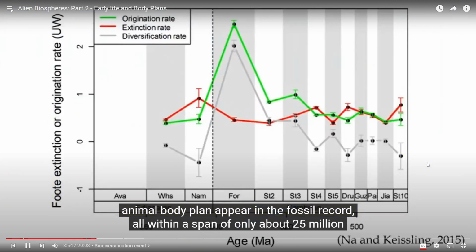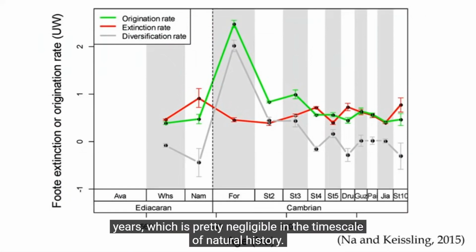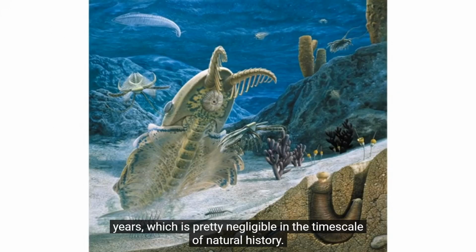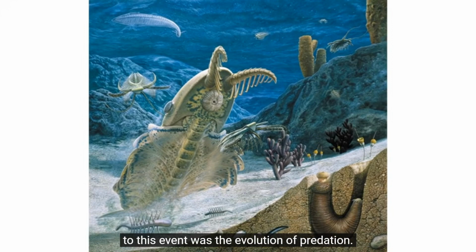All within a span of only about 25 million years, which is pretty negligible in the timescale of natural history. While there were certainly many factors at play here, one element that may have contributed to this event was the evolution of predation.